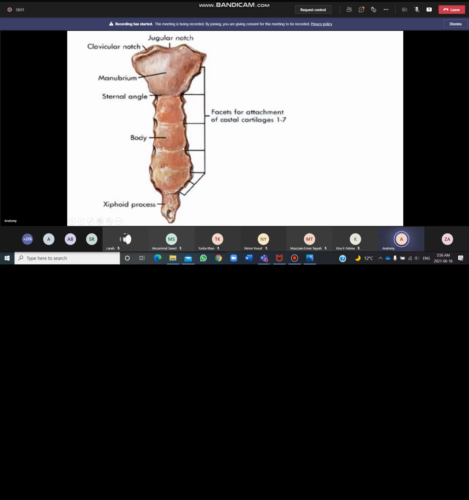Yes, beta. Ma'am, the pointer was not visible. Okay, I will change the color of the pointer.